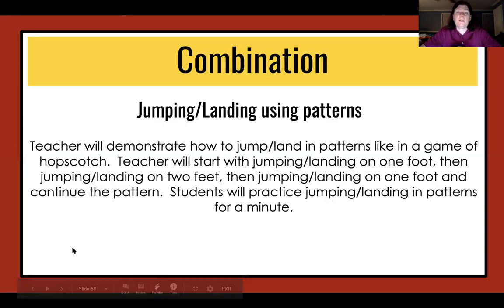Activity three, we're going to do a combination activity now, jumping and landing using patterns. The teacher will demonstrate how to jump and land in patterns like in a game of hopscotch. Teacher will start with jumping and landing on 1 foot, then jumping and landing on 2 feet, then jumping and landing on 1 foot, and continue with the pattern. The students will practice jumping and landing in patterns for a minute. This is how it should look.